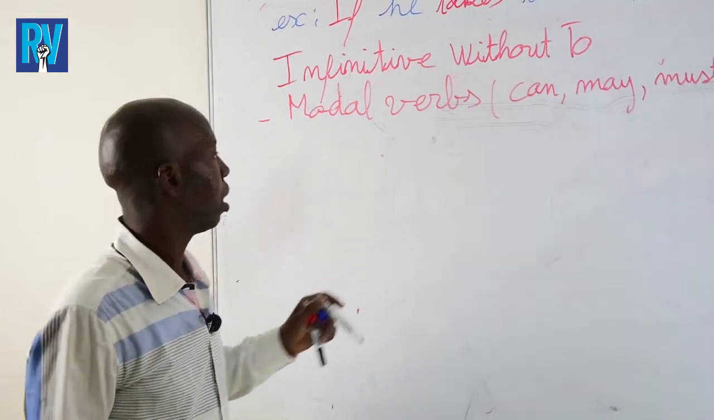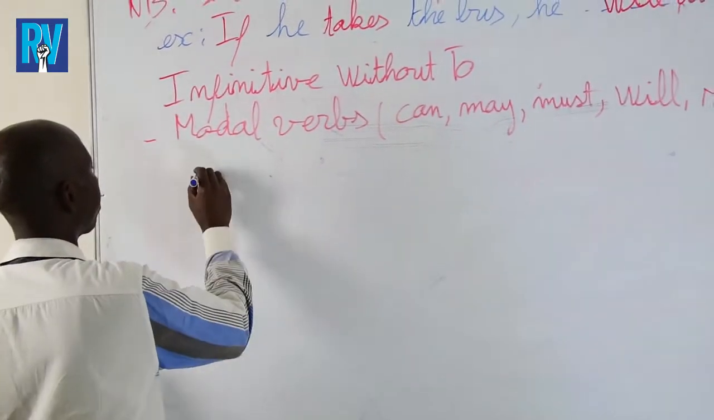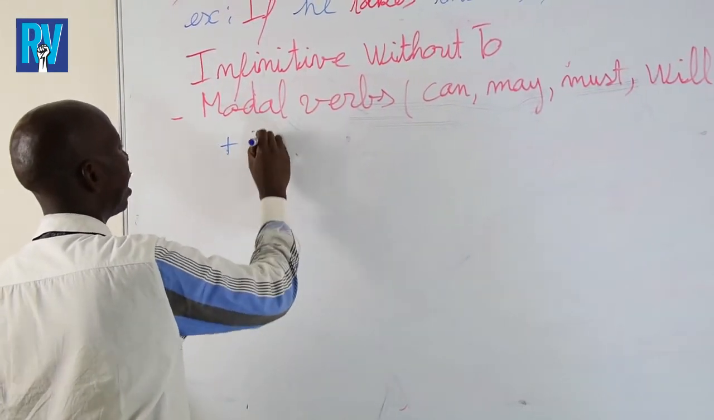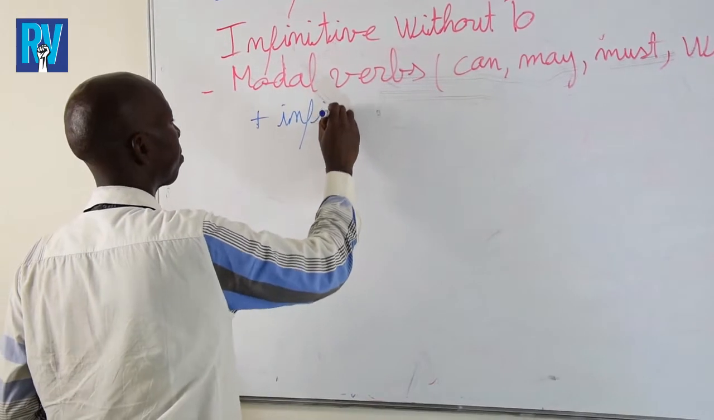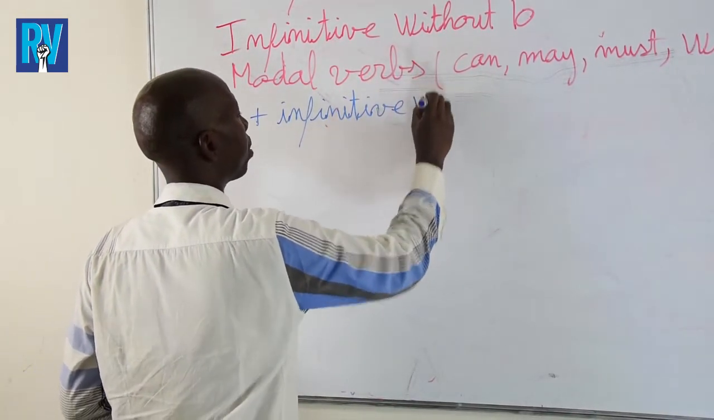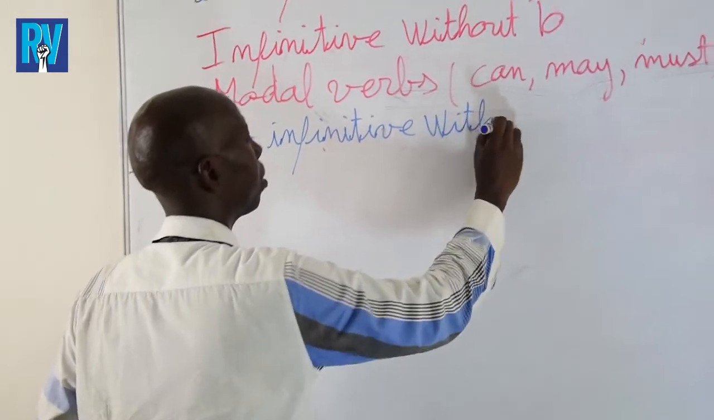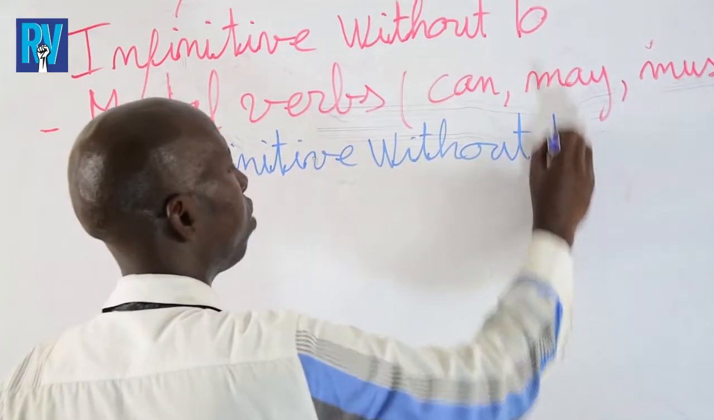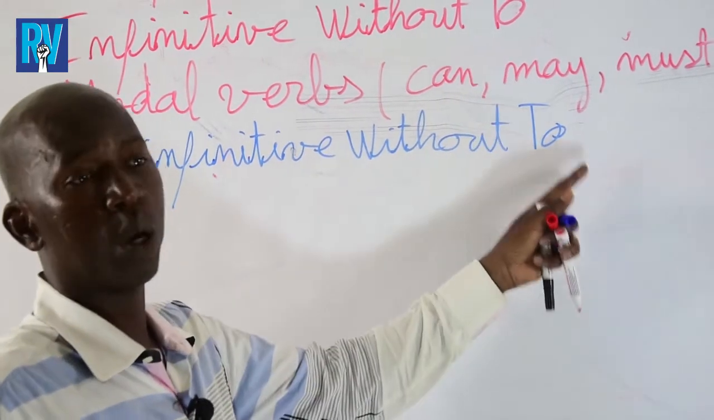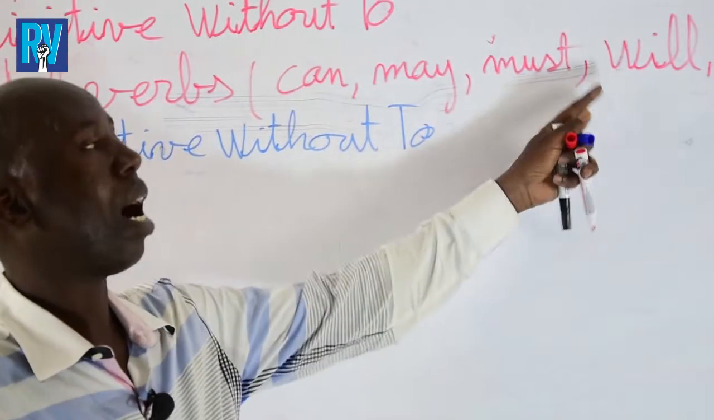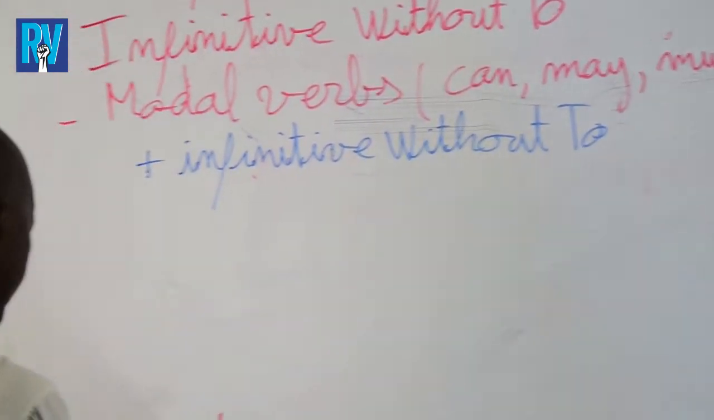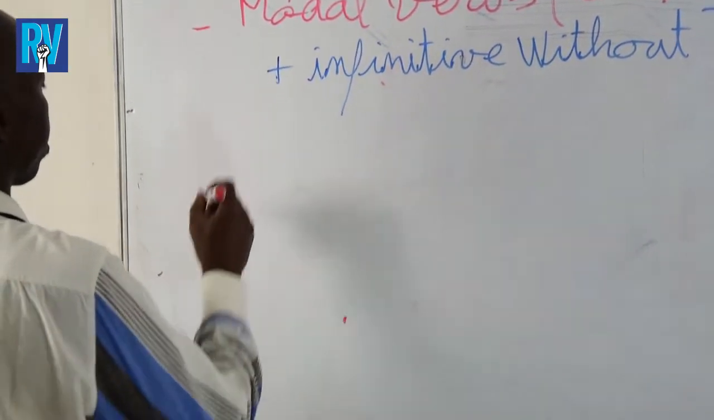After modal verbs, so we have these, okay, modal verbs plus infinitive without to. Infinitive sans to. Infinitive without to. Je dis, I can go, I may go, I must go, I will go. Infinitive sans to.